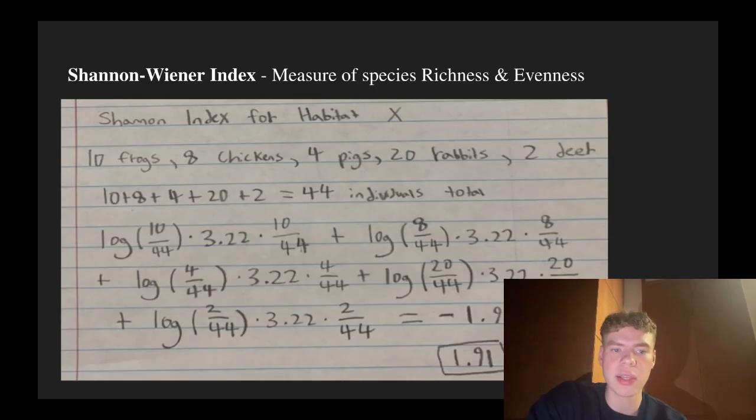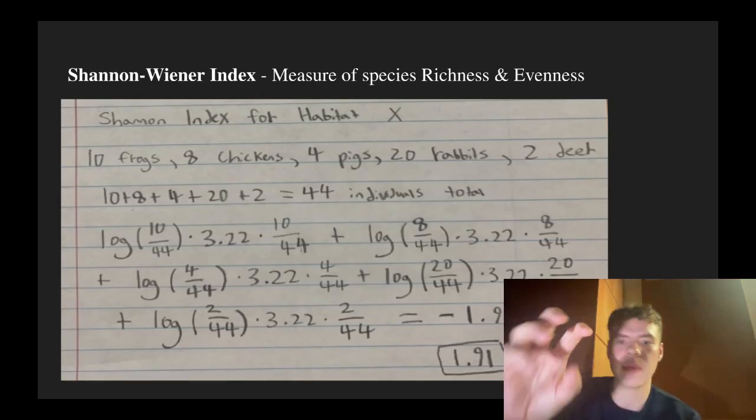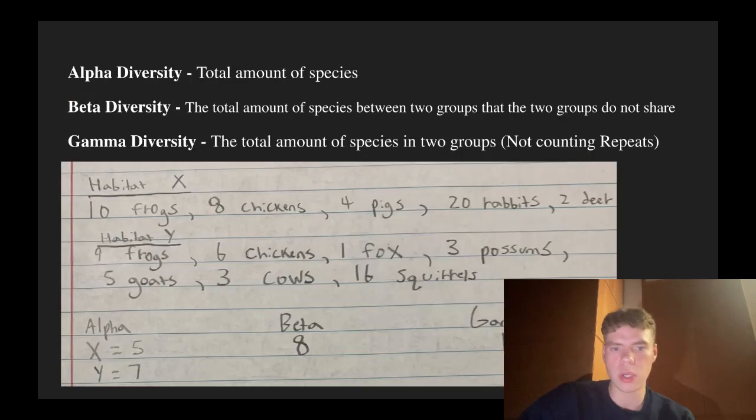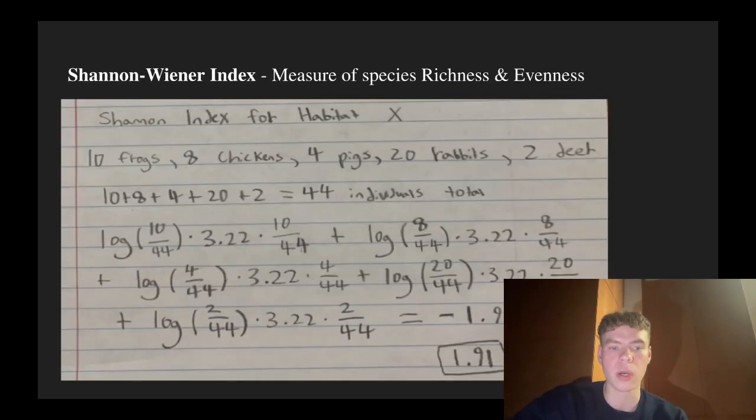And how we're going to calculate this is we're going to take the total amount of organisms in the entire habitat. So habitat X, if you add the number of frogs and the number of chickens, the number of pigs and the number of rabbits and the number of deer, you get 44. So 10 plus 8 plus 4 plus 20 plus 2 is 44 individuals.